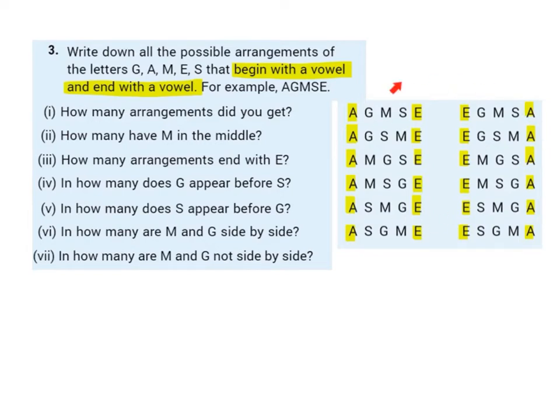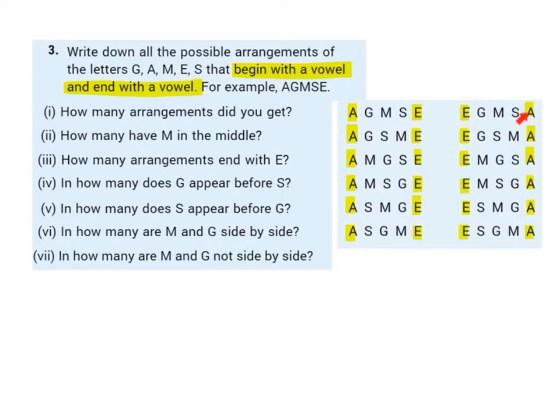So here's our list. So we have A, G, M, S, E. That one was actually given to us in the question. We have A, G, S, M, E; A, M, G, S, E; A, M, S, G, E; A, S, M, G, E; A, S, G, M, E. So there's 6 possible arrangements where we start with A and we end with E. So remember, we had to begin with a vowel and end with a vowel. And then there's 6 possible arrangements where we begin with E and we end with A.